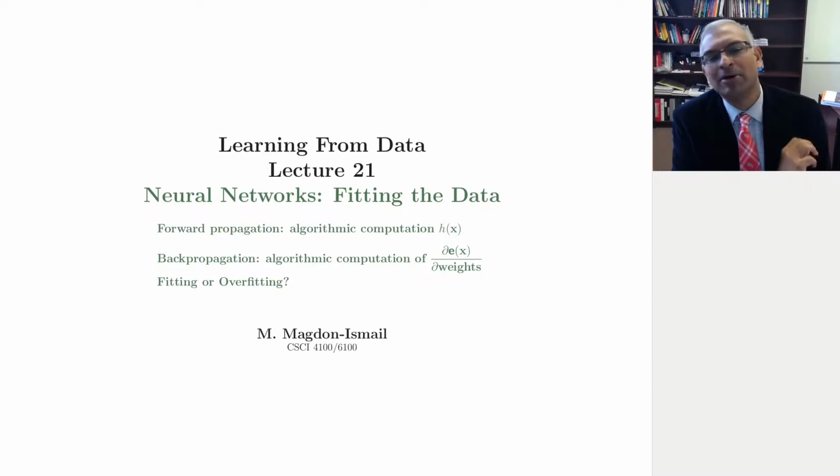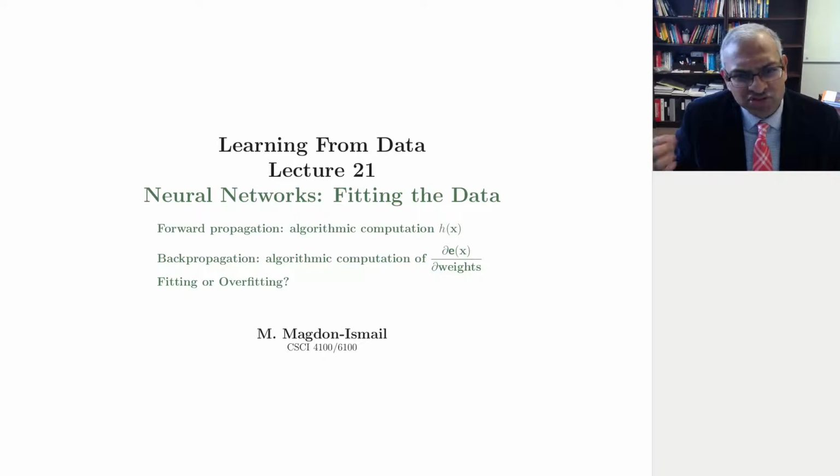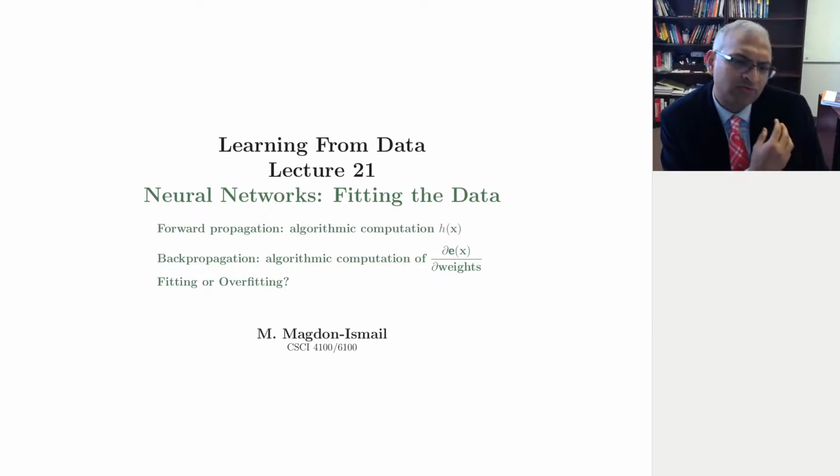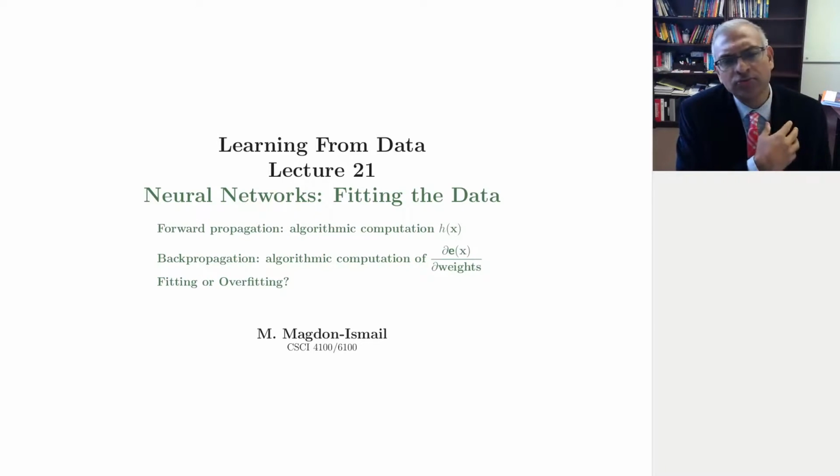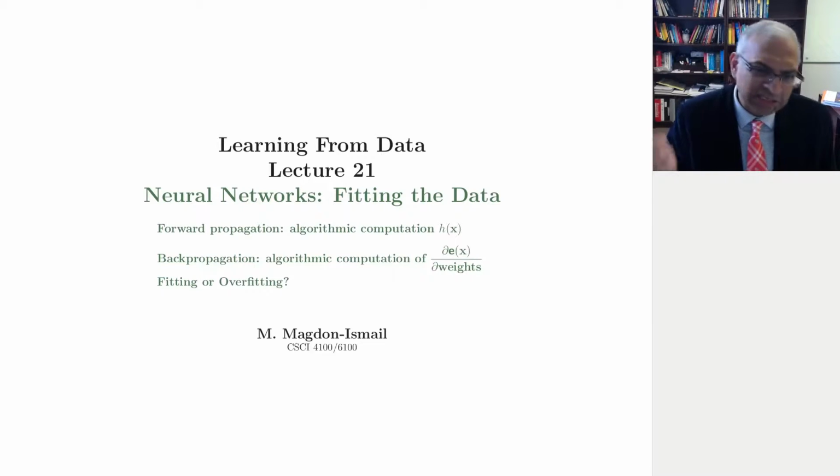We're going to continue talking about neural networks and specifically fitting the data to obtain your final hypothesis g. In order to do this, we're going to talk about forward propagation and backward propagation, two famous algorithms that are really what brought neural networks back into the limelight in the mid-80s and early 90s. But we will have to address the issue of are we fitting the data or are we overfitting the data? So lots to come.